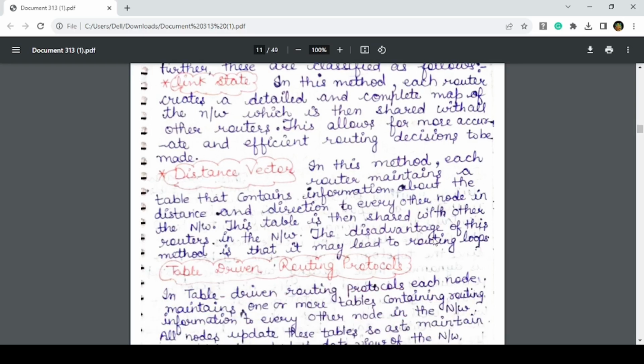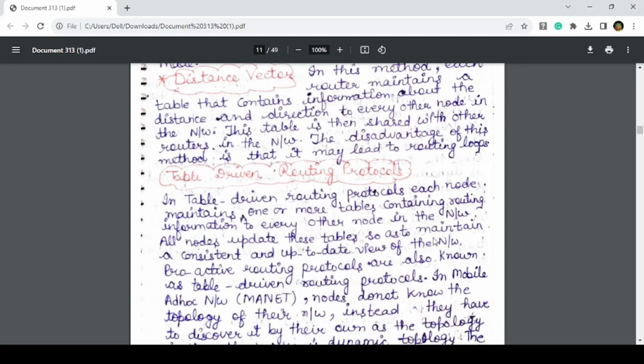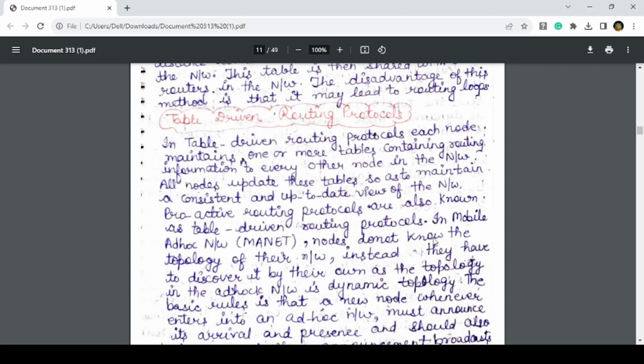Now, the next topic is table-driven routing protocol. What are table-driven routing protocols? In table-driven routing protocols, each node maintains one or more tables, including routing information to every other node in the network. All nodes update these tables so as to maintain a consistent and up-to-date view of the network. Proactive routing protocol is used in table-driven routing protocols. So that's why it is also known as table-driven routing protocols.